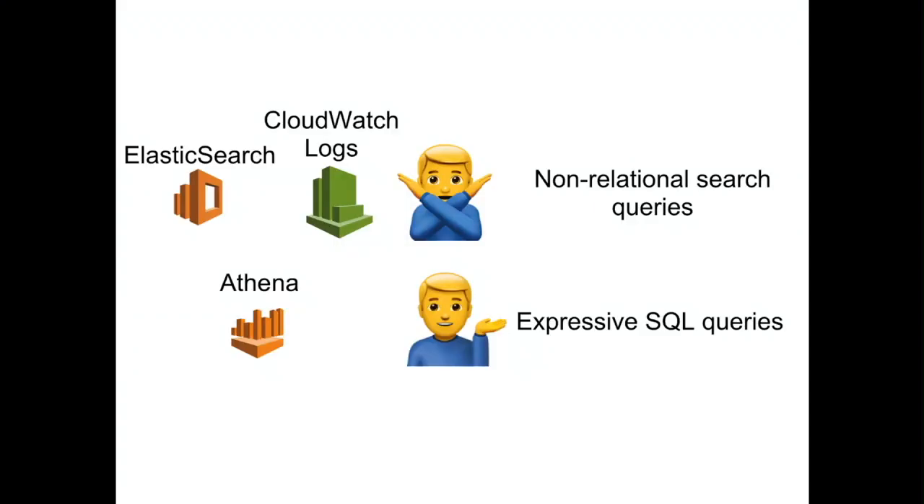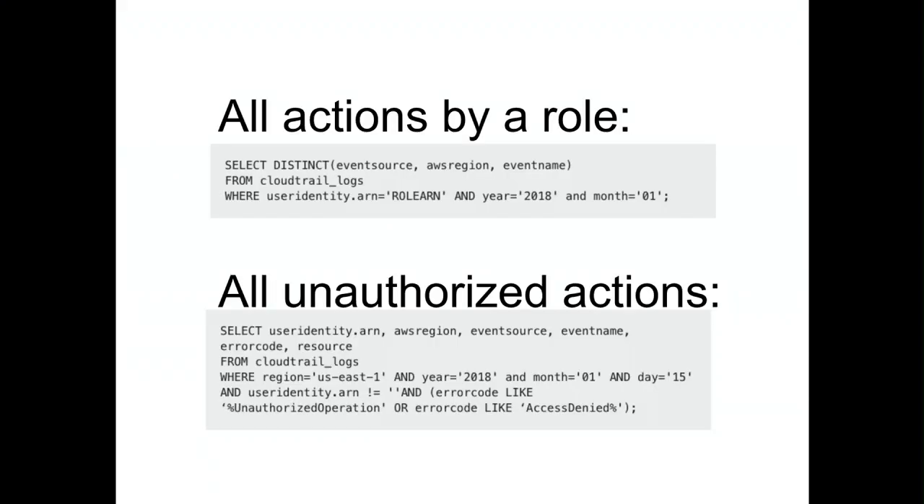Rather than relying on indexing CloudTrail logs in a search stack, like Elasticsearch or CloudWatch Logs, where you're limited to non-relational search engine queries, we can use Athena as an interactive SQL query engine database to explore data. Are people accessing things that we didn't expect them to? Are machines not able to access things that we expect them to be able to access? We can see what a role has been up to for a particular month or the list of all unauthorized actions for a day.